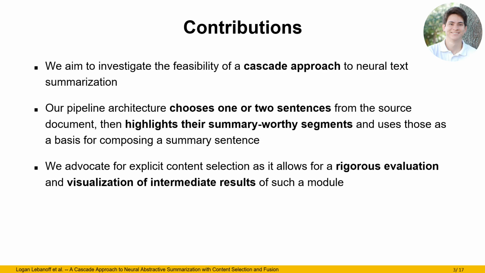In this work, we aim to investigate the feasibility of a cascade approach to summarization. This is a pipeline architecture where we first choose one or two sentences from the source document and then highlight their summary-worthy segments and then use those as a basis for composing a summary sentence. We advocate for explicit content selection as it allows for rigorous evaluation and visualization of intermediate results.